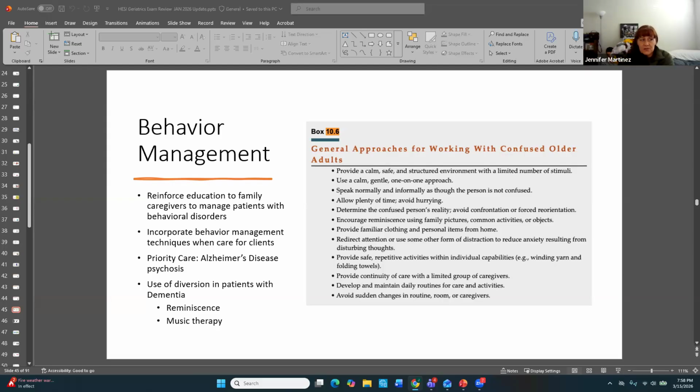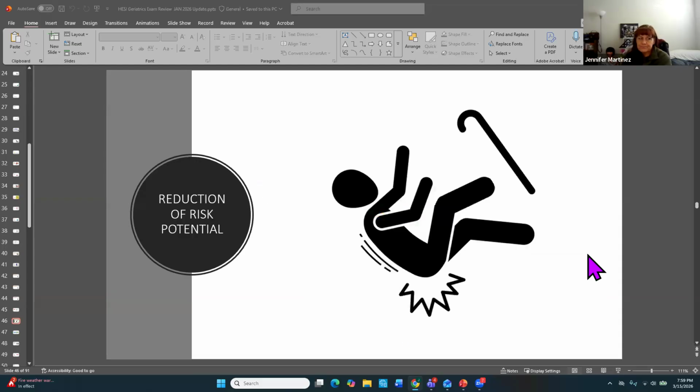Encourage reminiscence using family pictures, common activities or objects. Provide familiar clothing and personal items from home. Redirect attention or use some other form of distraction to reduce anxiety. Provide safe repetitive activities within individual capabilities. Provide continuity of care with a limited group of caregivers. Develop and maintain daily routines, and avoid sudden changes in routine, room, or caregivers.